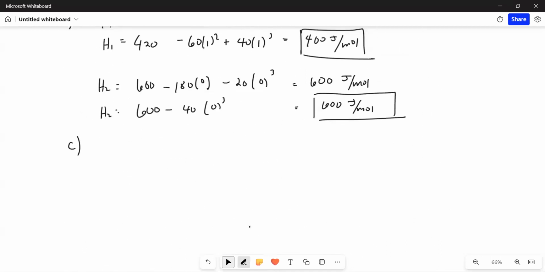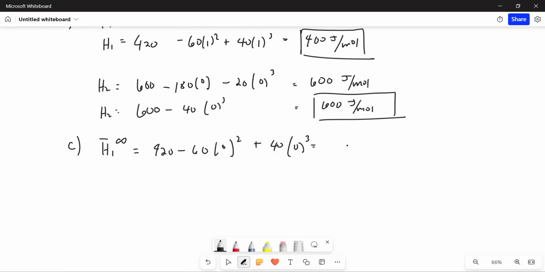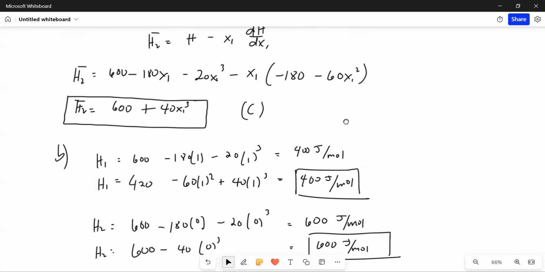We use equation A and set x sub 1 as 0, and we would get 420 joules per mole. For H sub 2, we simply use equation C.